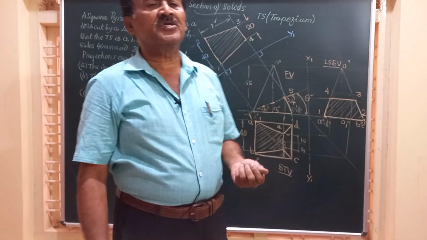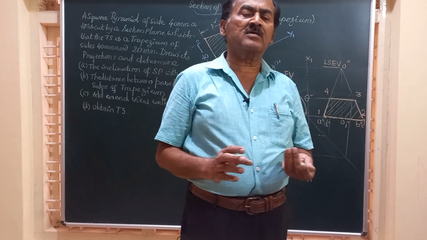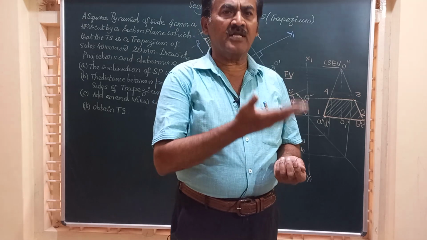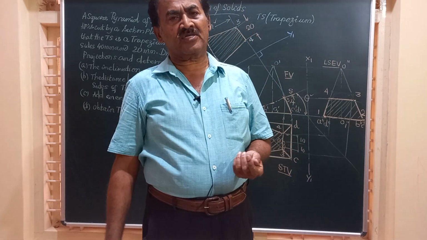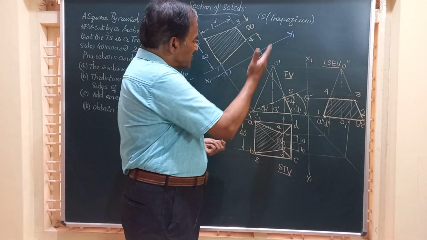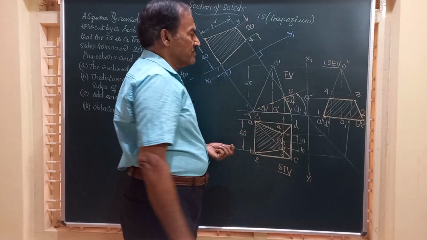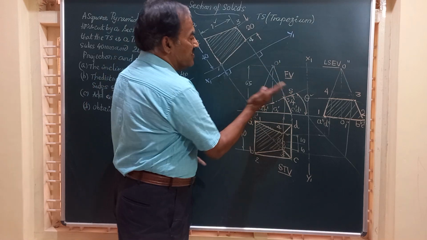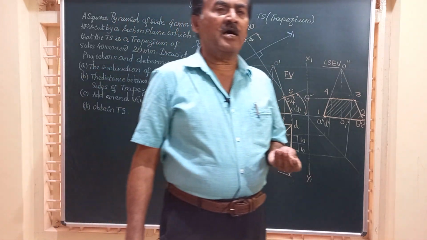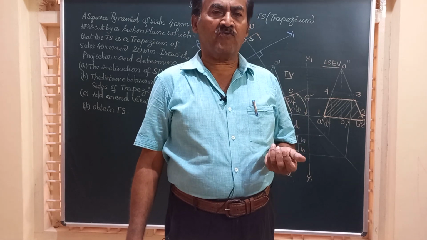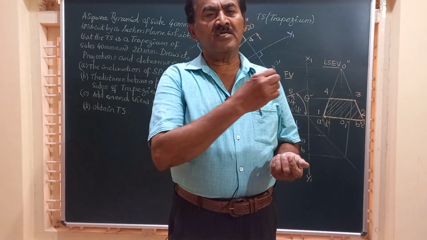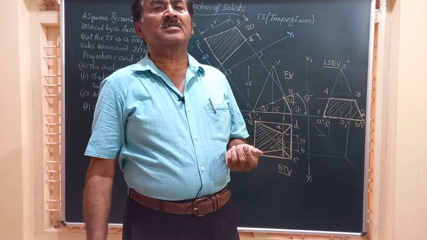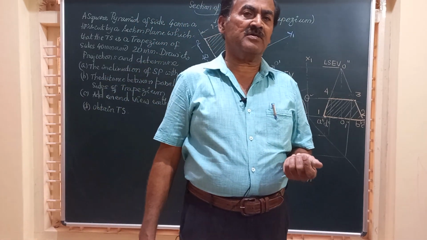Friends, this is how we obtain the front view, sectional top view, sectional end view, and true shape of the section, when the object is cut by a section plane inclined to HP and perpendicular to VP. Friends, I am very sure that all of you would have followed clearly the instructions given for solving this problem on the section of a square pyramid.